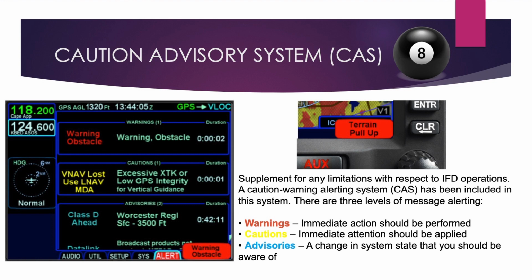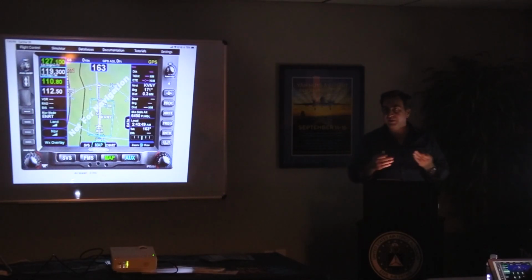Yes. Yeah, the yellow is the caution. And then the blue is just the advisory, like Class Charlie ahead. It will warn you about that. Or if you're getting to Class Bravo, it says Class Bravo ahead.